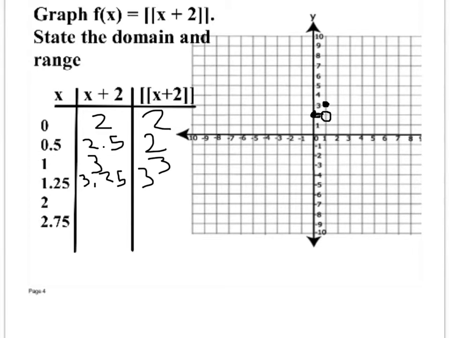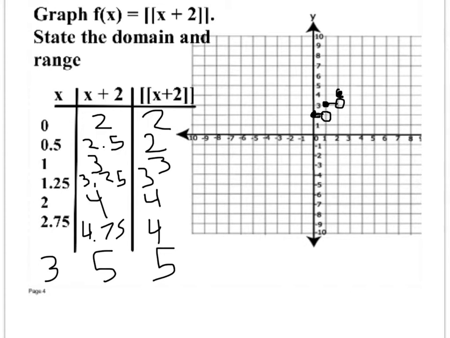Okay, what about 2? What's 2 plus 2? 4. What's the greatest integer of 4? Okay, so at (2, 4), it's included. It's a closed circle. So up to the 2 is an open circle. What about 2.75 plus 2? 4.75. What's the greatest integer of 4.75, not greater than 4.75? 4. What if I put 3 in there? That'd be 5. What's the greatest integer of 5?